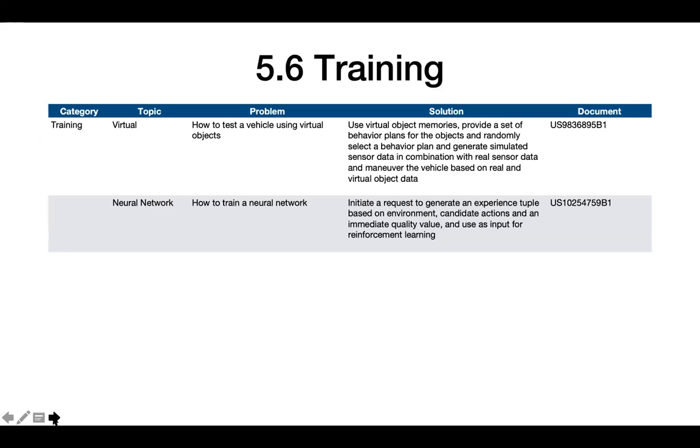Second one here, neural network, issued patent, how to train a neural network. Initiate a request to generate an experience tuple, the tuple being based on the environment, candidate actions, and an immediate quality value, and then use that as input for reinforcement learning. That's an issued patent that might be worth taking a look at as well.